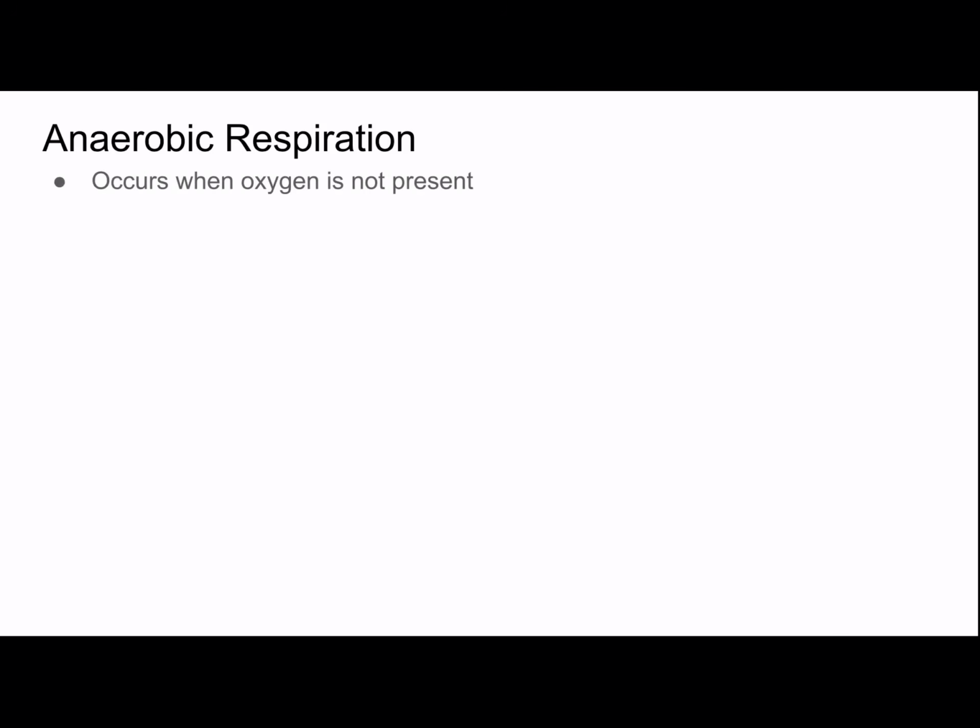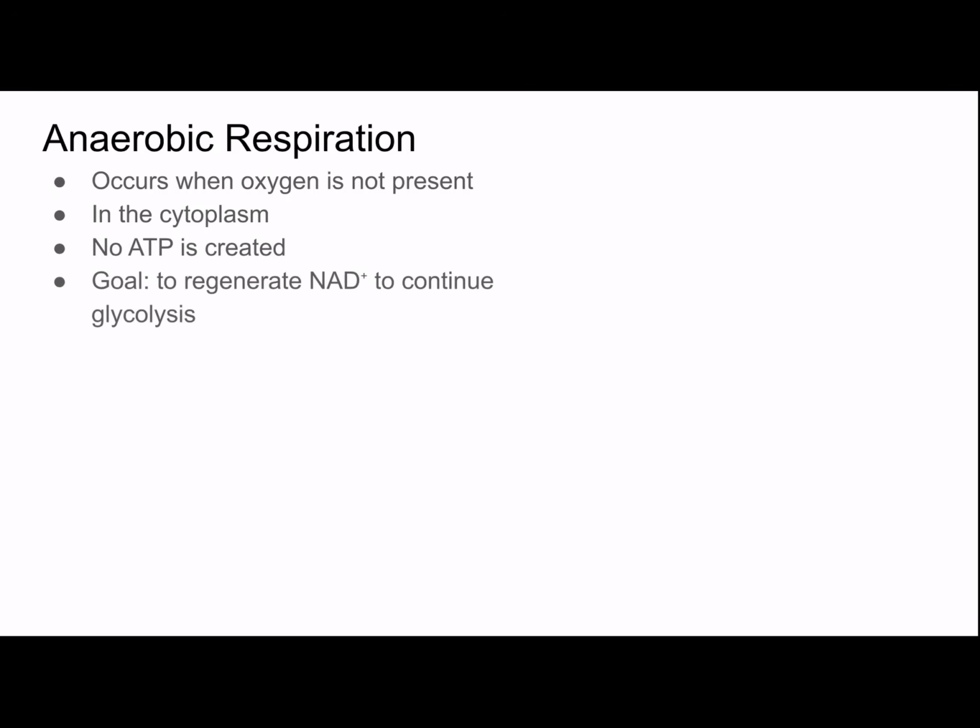Anaerobic respiration, again, occurs when oxygen is not present, and it occurs in the cytoplasm of the cell. No ATP will be created. The goal, the reason it happens, is to regenerate NAD+ in order to continue glycolysis. So that's why I had circled the NAD+ molecules in the glycolysis picture, because that's really what helps that process continue on. And even though glycolysis doesn't create a lot of ATP molecules, it does generate 2 per glucose. So that is an important source of energy for the cell.